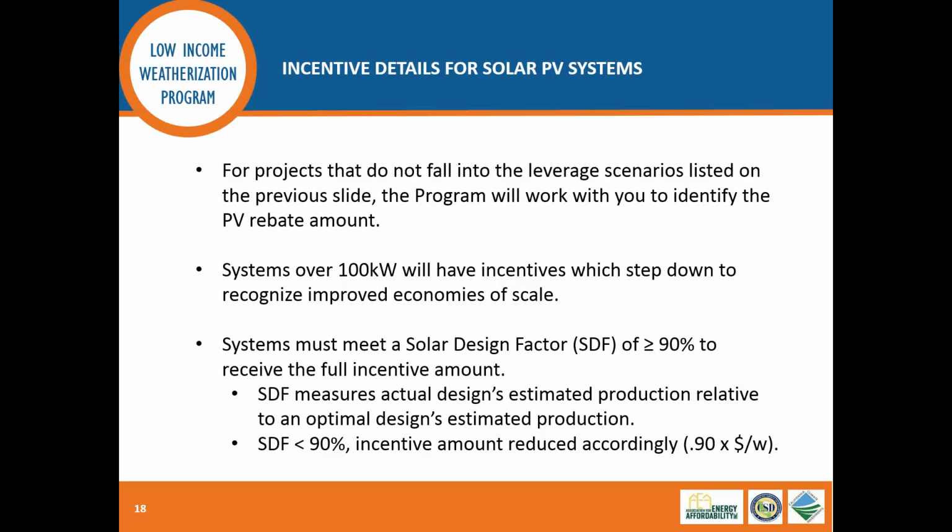If it's greater than 90%, we will fund the full dollars per watt, as we mentioned on the previous slide. If it's less than 90%, the incentive will be reduced accordingly. So if it's 86%, we'll pay 86% of the total incentive. If it's 40%, we'll pay 40% of the total incentive.